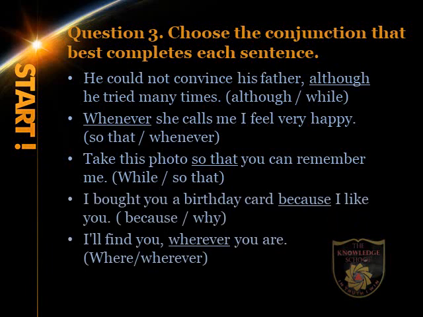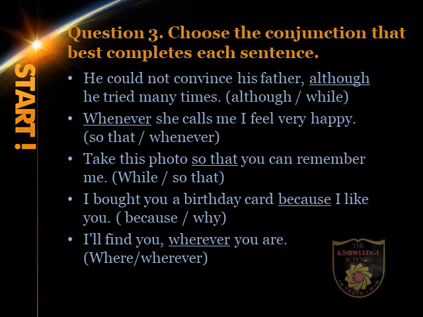Third question is choose the conjunction that best completes each sentence. Number 1, he could not convince his father dash he tried many times. Here are 2 options, although and while, and the correct option is although. Although he tried many times. Although means agarche. Dash, she calls me, I feel very happy. Options are so that and whenever. And the correct option is whenever. Whenever she calls me, I feel very happy.